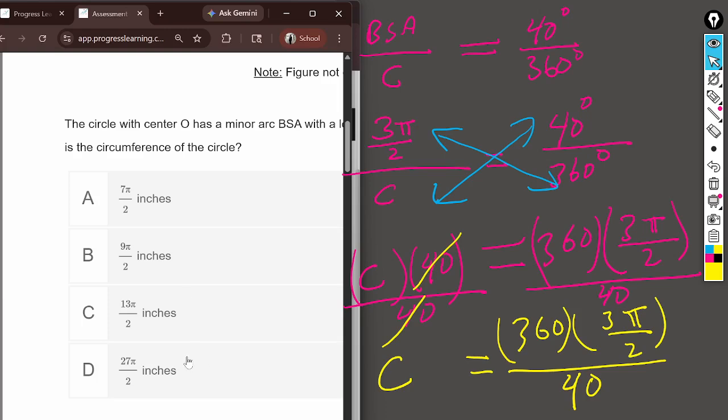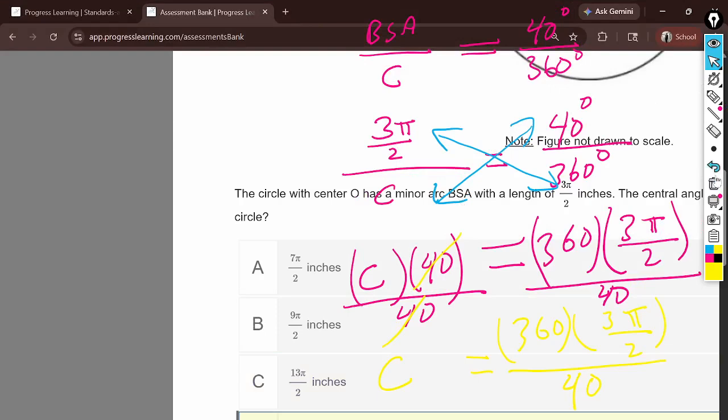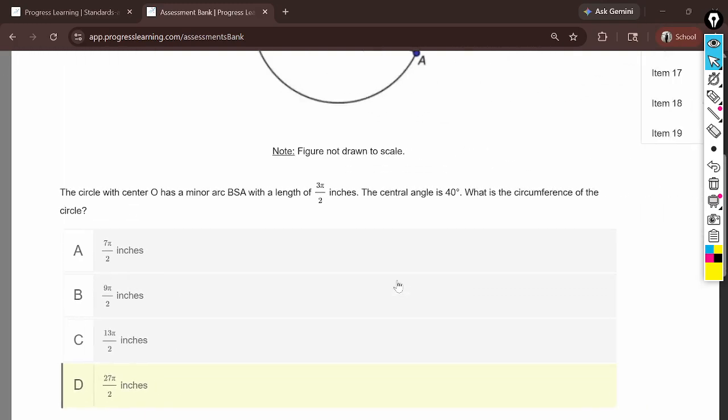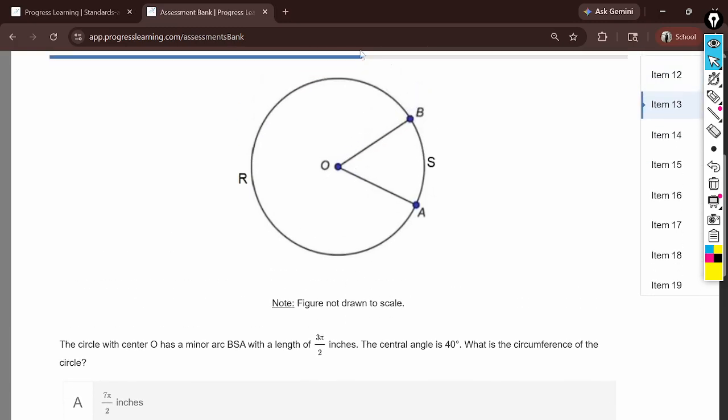Let's check the answer now to see if this is the right answer. The answer will be checked. Yes, this is the right answer. I hope that you understand now how we can find the circumference of the circle if some information is given, for example today, knowing the minor arc length of a circle and the angle.